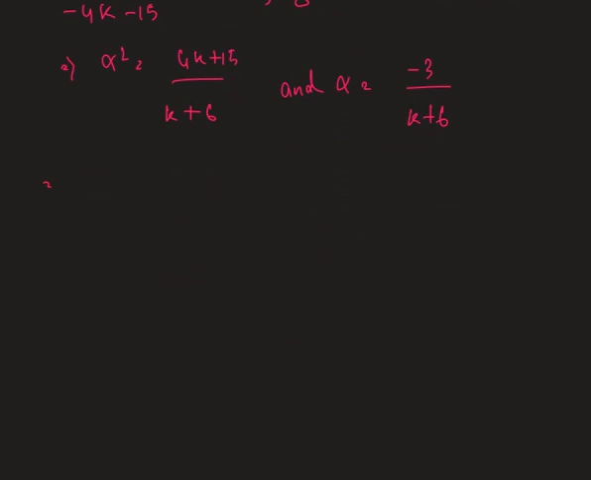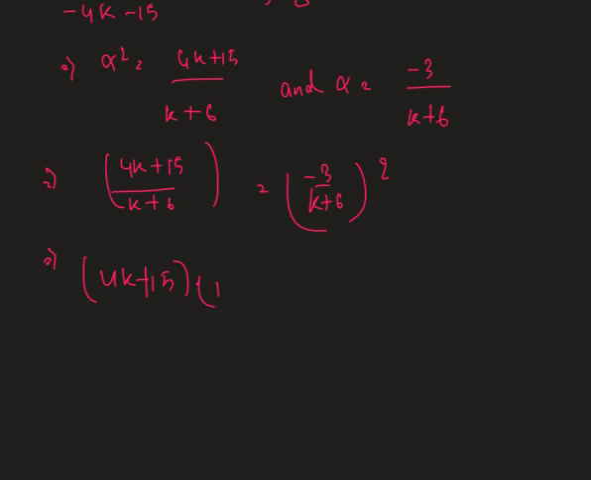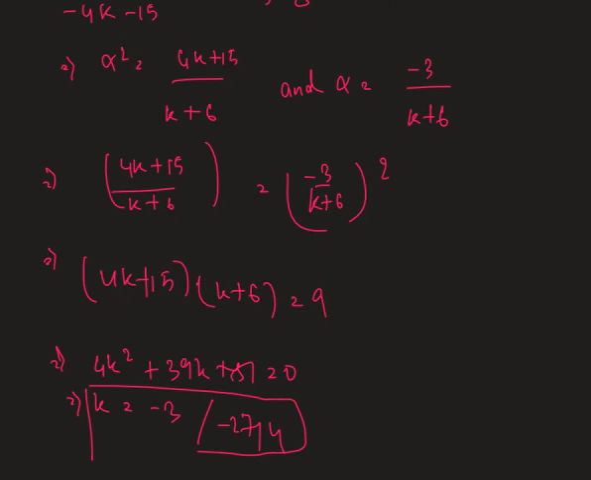Okay, therefore this implies that 4k plus 15 divided by k plus 6 is equals to minus 3 by k plus 6 whole square, and this implies 4k plus 15 multiplied by k plus 6 is equals to 9, and therefore we get a quadratic equation, and after solving this we get k equals to minus 3 or minus 27 by 4. So this is the required value of k.